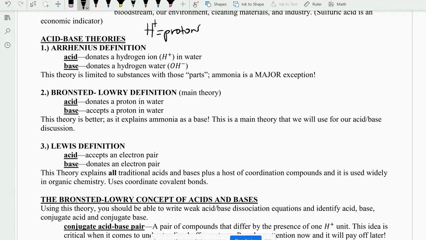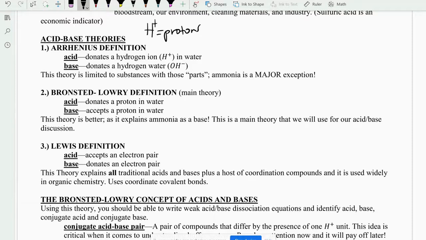There are some concepts here that, if you didn't know them specifically, might hold you up and confuse you. So anyway, back to it. Acids are going to donate this hydrogen proton in water, and bases are going to donate a hydroxide ion in water. Now, this is a very limiting theory.